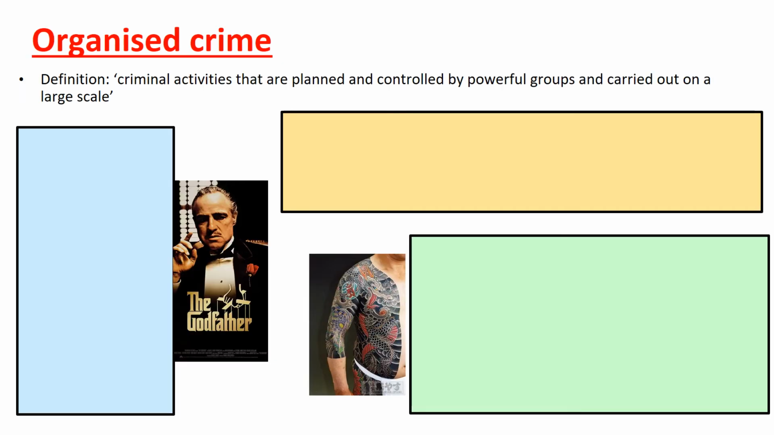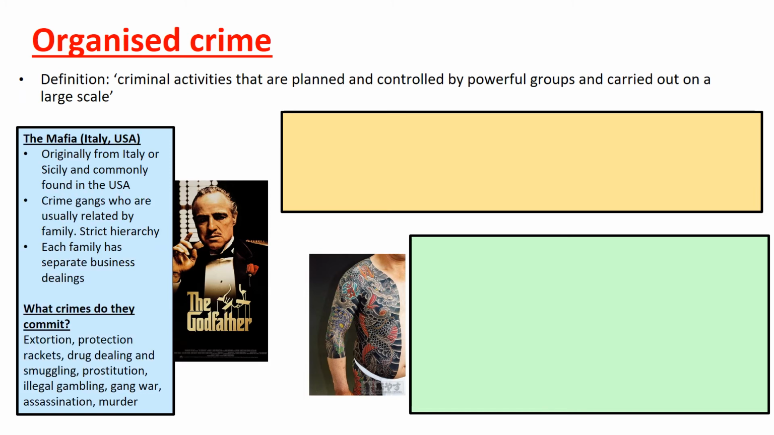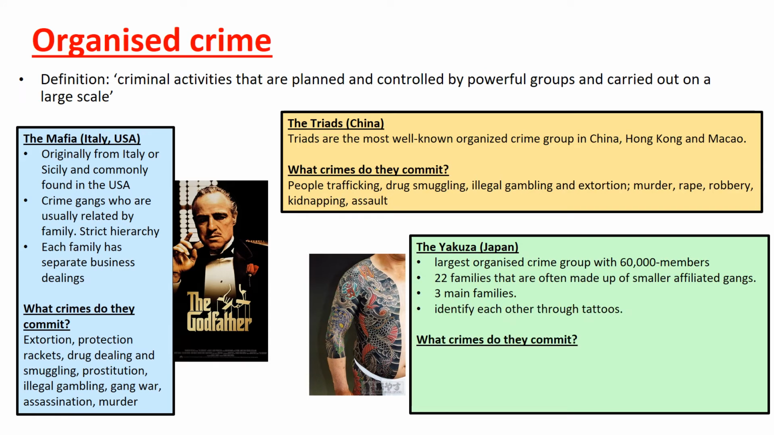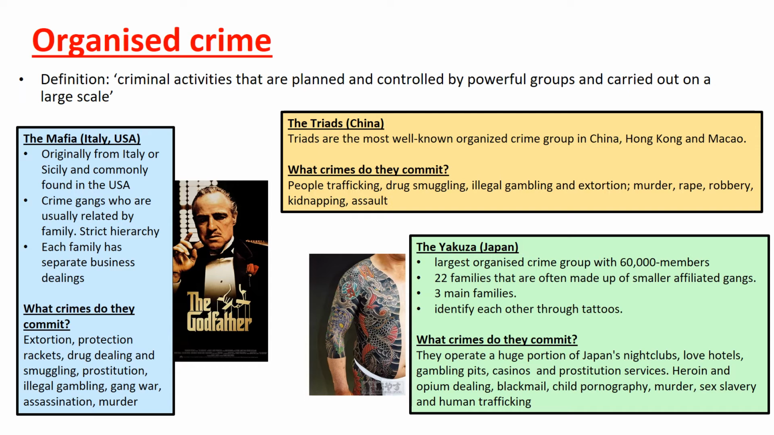So, organised crime, and the definition of this is criminal activities that are planned and controlled by powerful groups and carried out on a large scale. Here you can see that we have 3 examples of organised crime. Starting with probably the most commonly known, the mafia. So who are they? Well, they're originally from Italy or Sicily and commonly found in the USA. The mafia are huge crime gangs who are usually related by family.